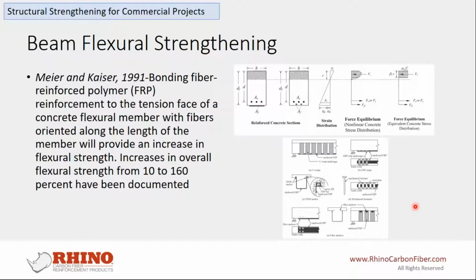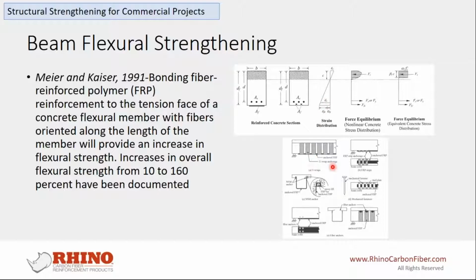Similar to shear strengthening, CFRP can also be used to increase the flexural strength of a beam. The only difference is that instead of running fiber transversely to the longitudinal axis of the beam, CFRP is placed at the tension face along the length of the member to give extra flexural strength. Records have shown that CFRP can increase the overall flexural strength from 10 to 160%. If you are a structural engineer, you should be really familiar with the stress diagram on the right, which indicates the design analysis.